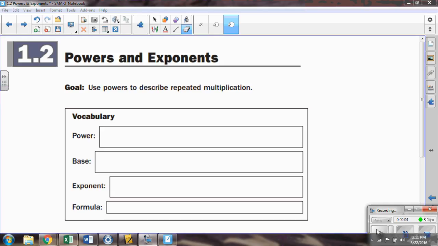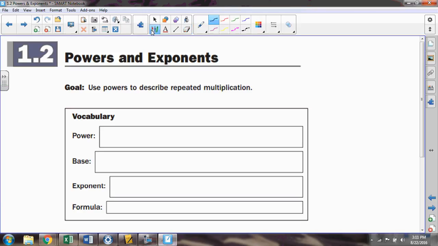All right, so we're starting off with this discussion on powers and exponents. Our primary goal here is to use powers to describe repeated multiplication. For the most part, it's a review. So powers, we ought to remember, are repeated multiplication.